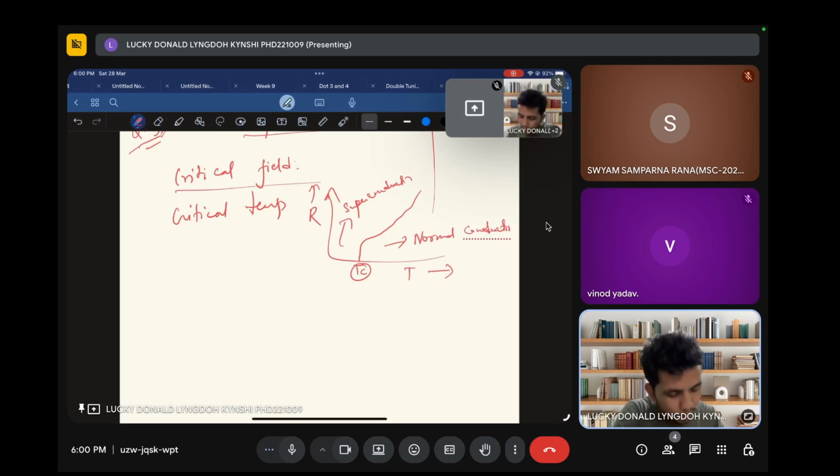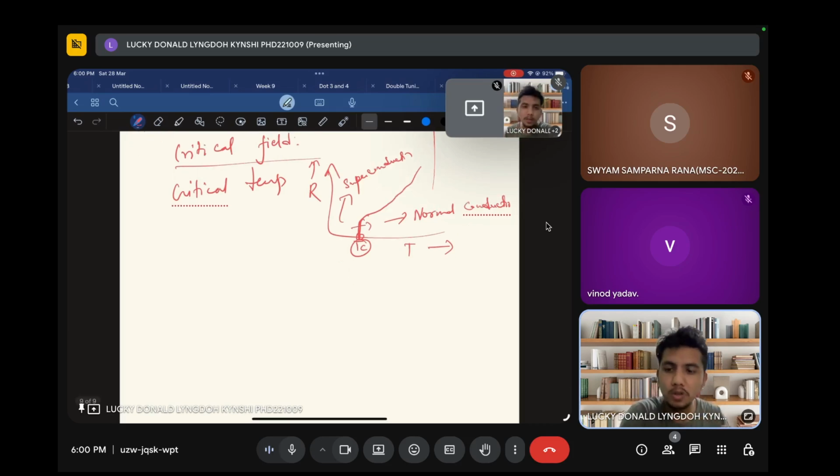Right, that means below your Tc, below this region, your resistance suddenly drops to zero. So that is what is called a superconductor. And above this, if you increase the temperature, your superconductor loses its nature and becomes a normal conductor. Okay, so other than the critical temperature, there is also a critical field. The critical field is the same concept: below that field, your material behaves as a superconductor. Otherwise, you will have what you call a normal state or a normal conductor.